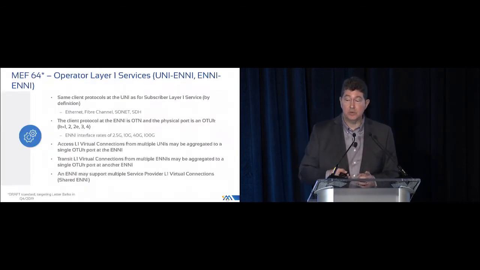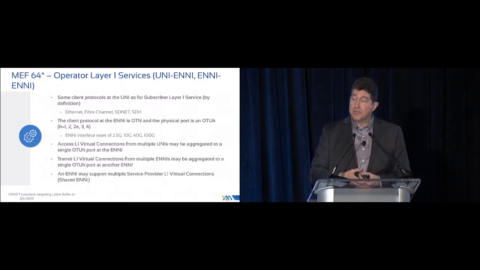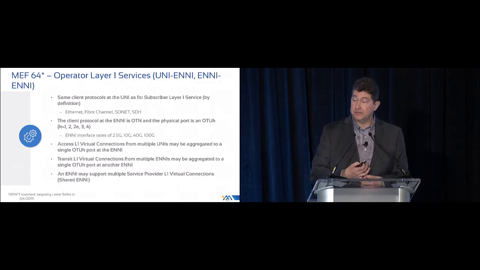So the other work that we've been working on and have almost completed is MEF 64. So this is the equivalent of the OVCs in the carrier Ethernet world. So here we would have operator Layer 1 services, access ones going from UNIs to ENNIs, and transit Layer 1 services between pairs of ENNIs. So for the operator services, obviously at the UNI, they're the same set of client protocols because they're providing the connectivity for the overall end-to-end subscriber service.